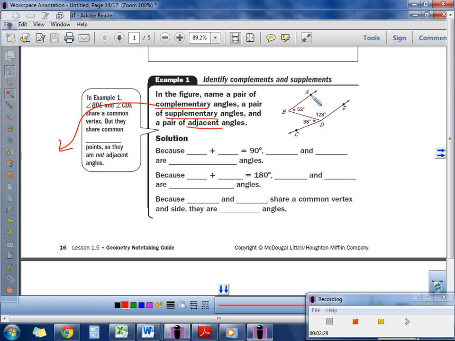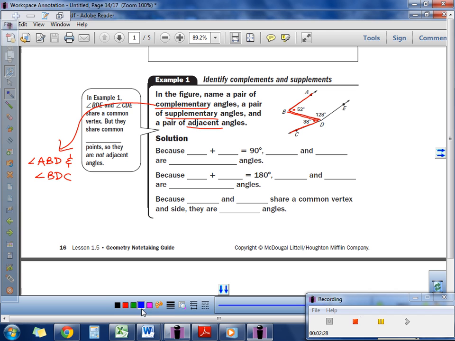The key thing, the vertex letter must be in the middle. So I would name that one A, B, D. What's the other one that is a complement to it? Oh, it's over here. You could name that one maybe B, D, C.